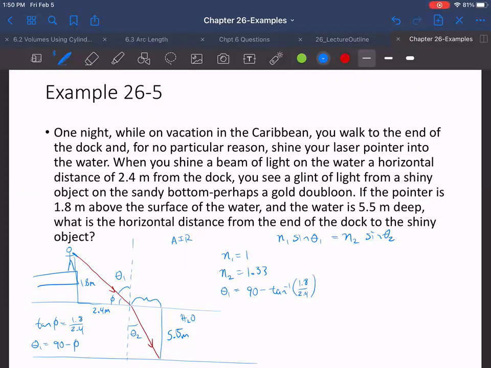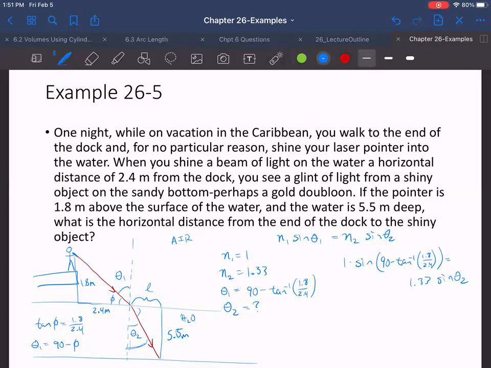And then we need to find theta 2 in order to build out this triangle here, right? And we can build out that triangle. Then we can solve this one. So essentially plug this in. This is going to be 1 times the sine of 90 minus arctangent of 1.8 over 2.4, which has to equal N2, which is 1.33, times the sine of theta 2. Solve that for theta 2. That will give you this angle over here, right? And then you can do 90 minus it to get this angle, find this length there, and add that to the 2.4, and you'll get the total distance.